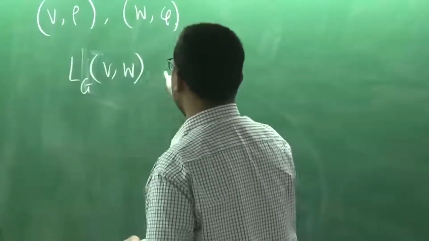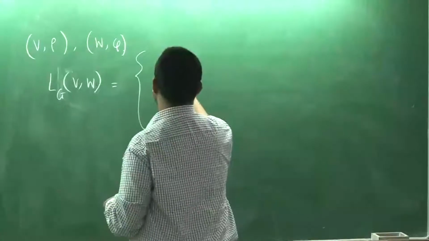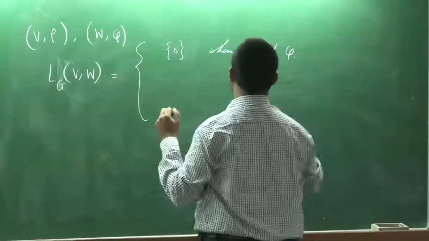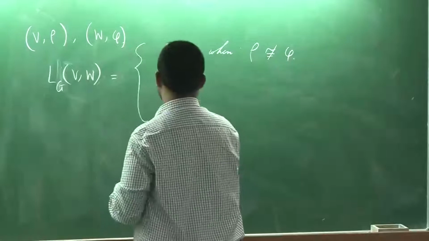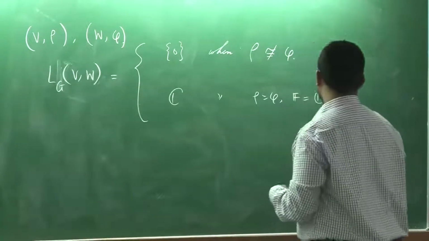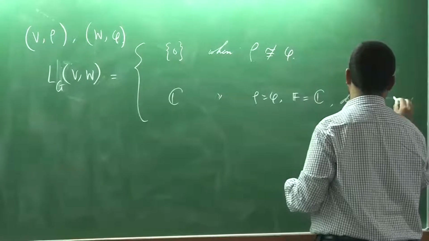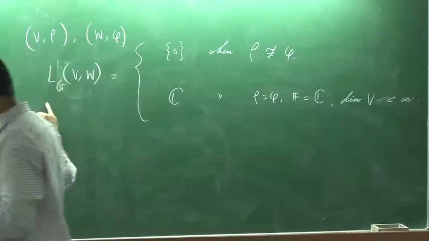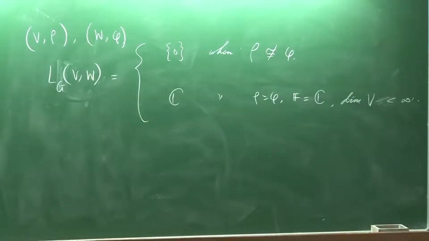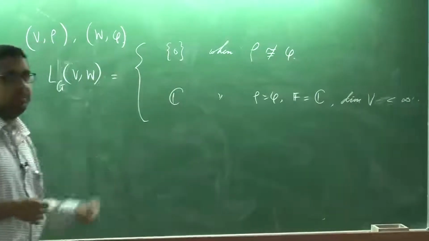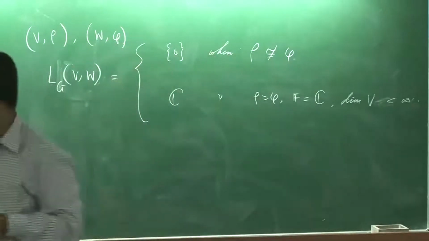In view of Schur's lemma, what we have obtained is that this is either trivial when ρ is not isomorphic to φ, and this is just C when ρ equals φ, if of course the field is C and the dimension of V is finite. Later in this course we will see that we can explicitly compute its dimension. So this is what we obtain in view of Schur's lemma. Thus in this case it is a one dimensional vector space, and when they are not isomorphic it is always trivial.